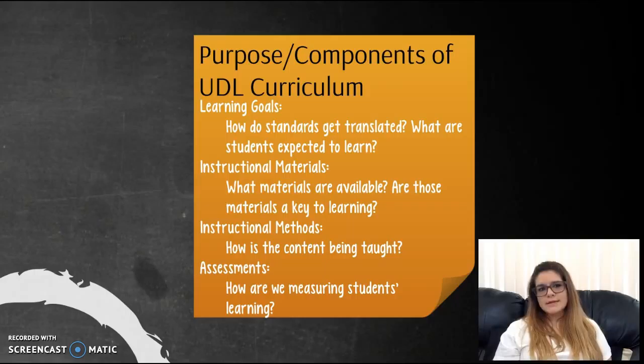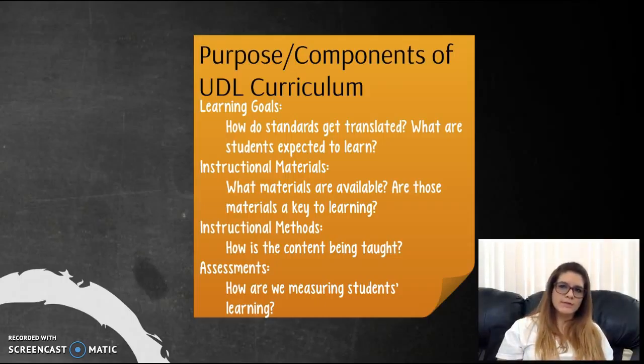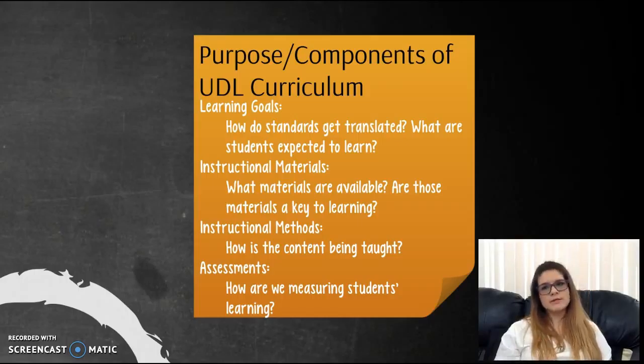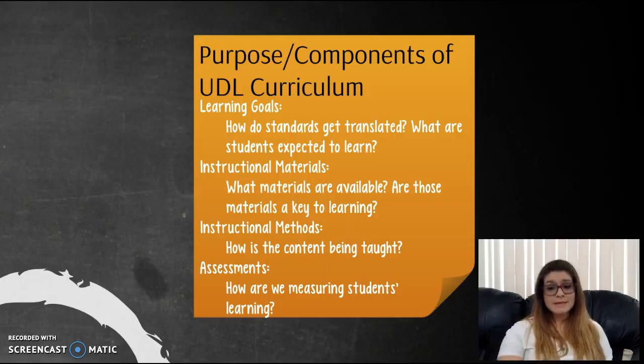Another example of needing to make sure we're using the right materials is that if we do one way, we have to try our hardest to accommodate another way. So if we're going to present a lecture, then we should also make sure we're using slides so that they get both auditory and visual.